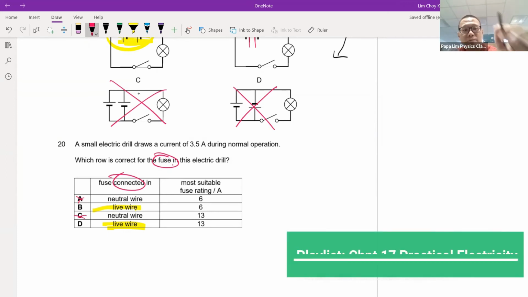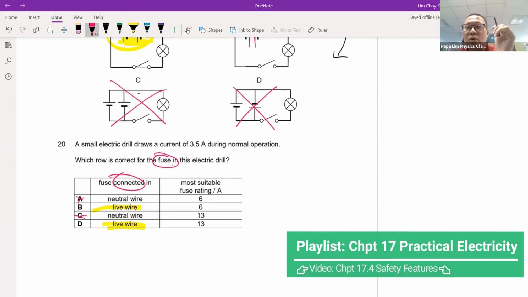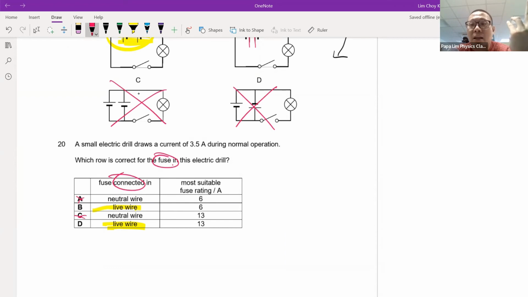Same thing with the fuse. The most common rating that we see in daily life is 13A. You see a 13A fuse being used very commonly. It is because of the calculation of the current that we have. It could be maybe 10A or maybe 11A, so the next best reading for the fuse is 13A.